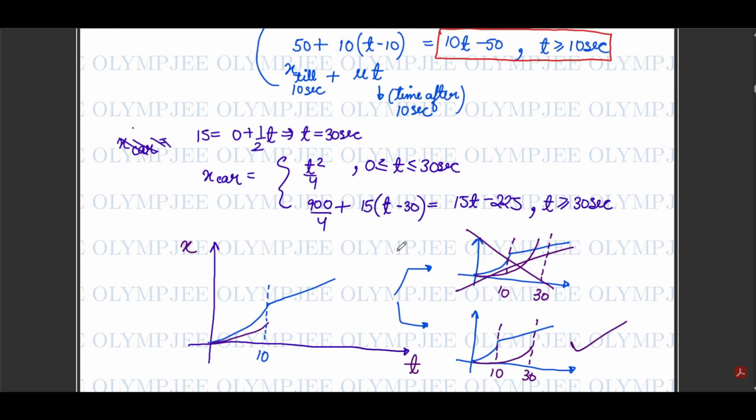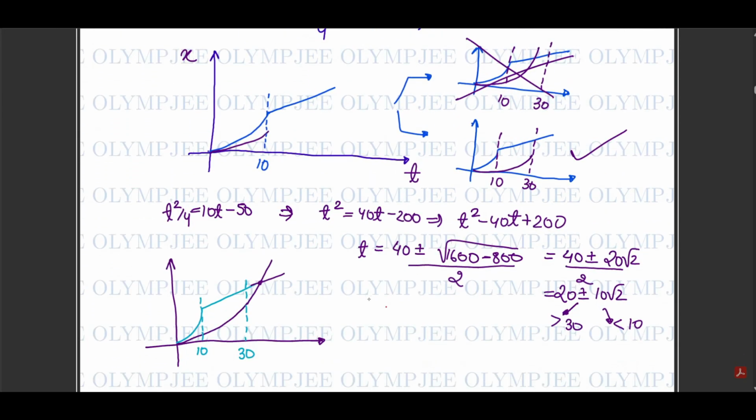This 15t minus 225 is equal to 10t minus 50. This will give 5t is equal to 175, which gives t is equal to 35. So the answer is 35 seconds.